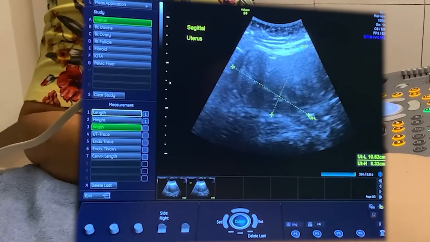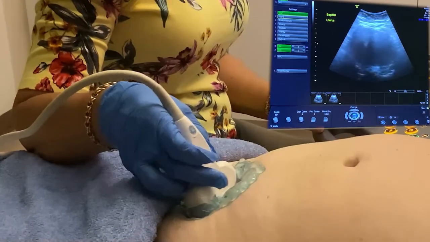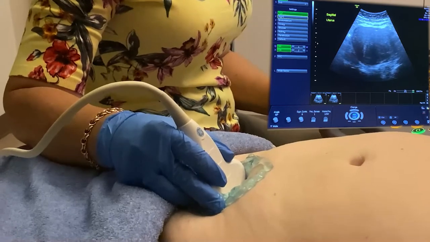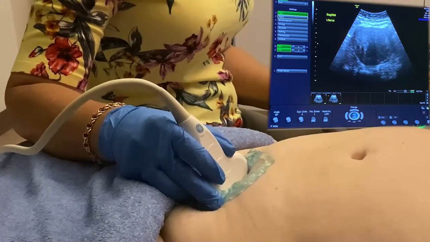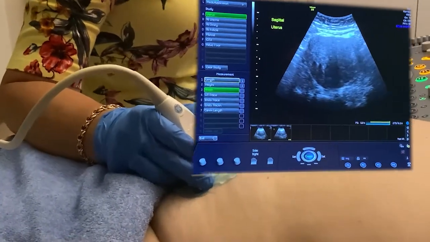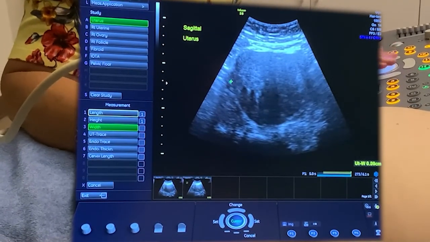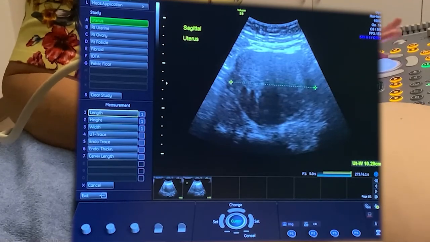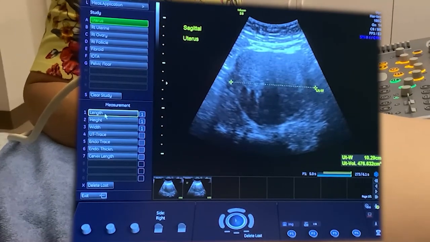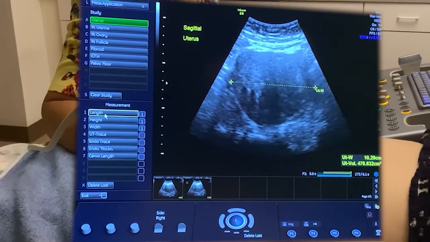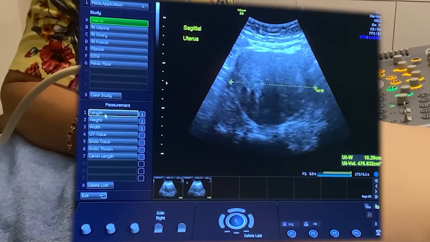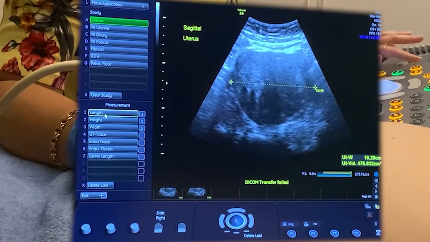I'm going to turn my transducer again from the 12 o'clock position to the 9 o'clock position and get the maximum width. So I'm mid-uterus, and my caliper automatically comes up, and I'm going to do the right to left measurement. And that gives me a uterine volume of about 476 cubic centimeters.